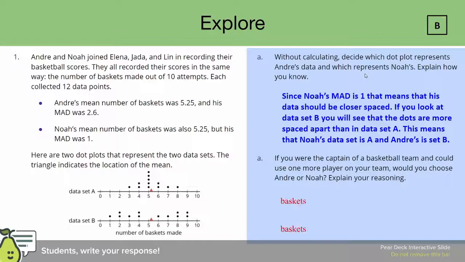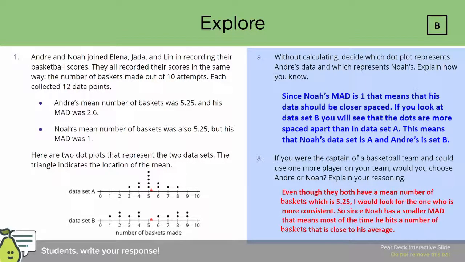Okay, welcome back. If you said even though they both have a mean number of baskets, which is 5.25, I would look for the one who is more consistent. So since Noah has a smaller mean absolute deviation, that means most of the time he hits a number of baskets that is close to his average. Good job. Let's move on.